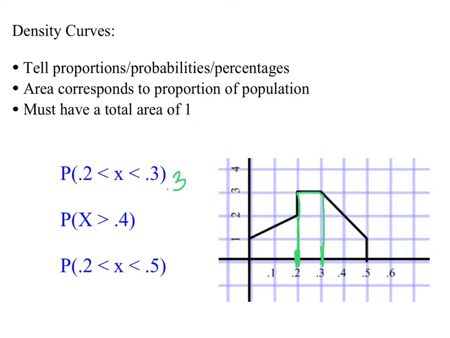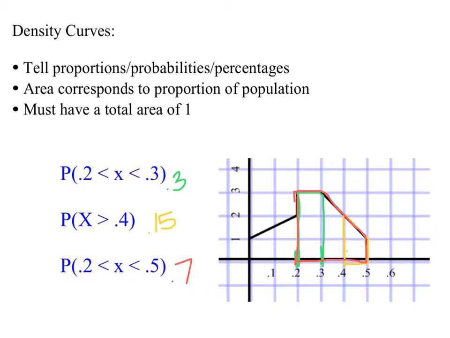Okay. The next question, what is the probability that they were above 0.4? You see, that's this bunch right here. So that area is 0.15. And finally, the probability that this random person or random thing that had this density curve was in between 0.2 and 0.5, well, we'd have to add all of these up. So there's 3, 4, 5, 6, 7. So it's 0.7. Now, as I said, this is kind of a silly density curve.